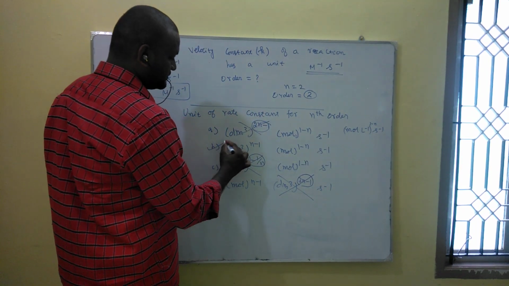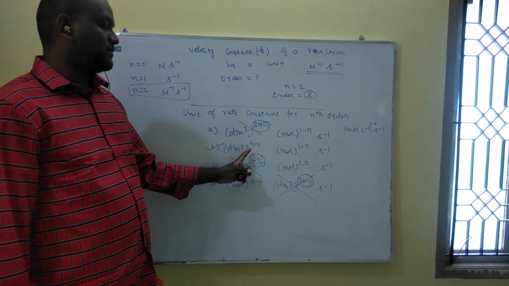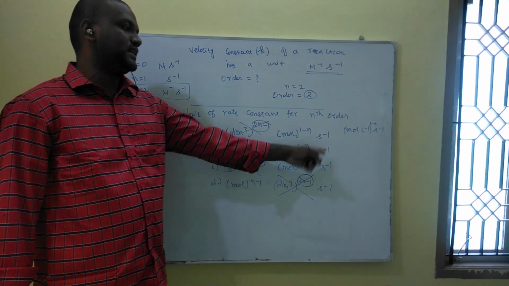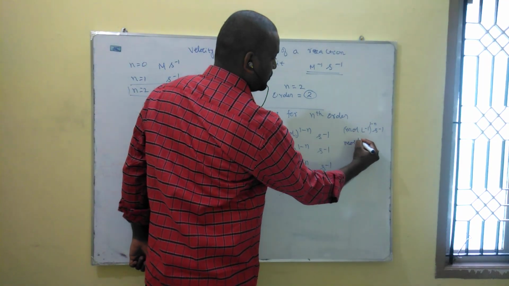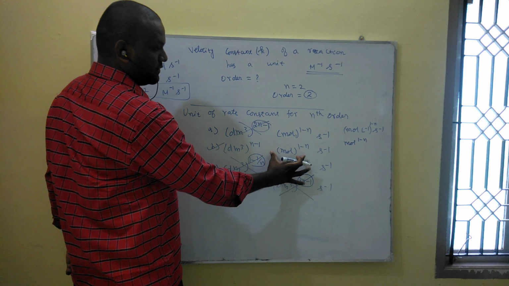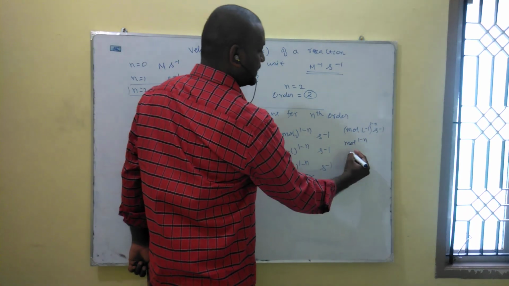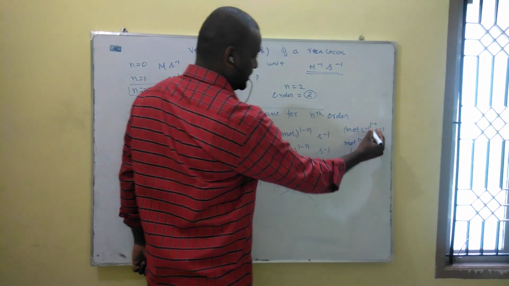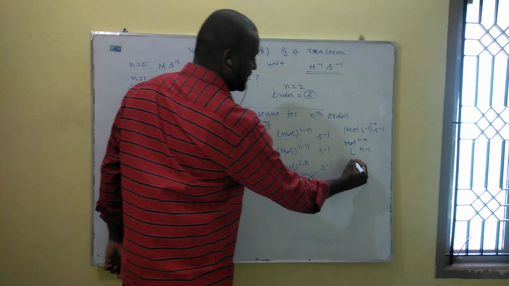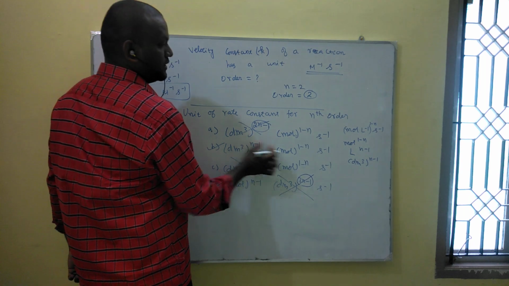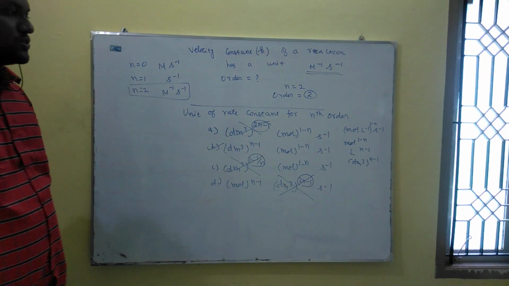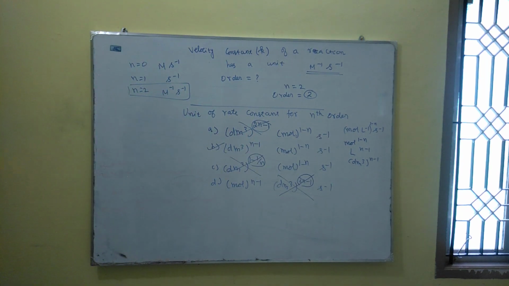So based on this, we can select decimeter cube power n minus 1, mole power 1 minus n per second. You just multiply here mole power 1 minus n. Here liter power n minus 1, because the liter is replaced here as decimeter cube. So decimeter cube power n minus 1, and per second is there. So like this, direct questions are also possible. These both are TNPSC questions.